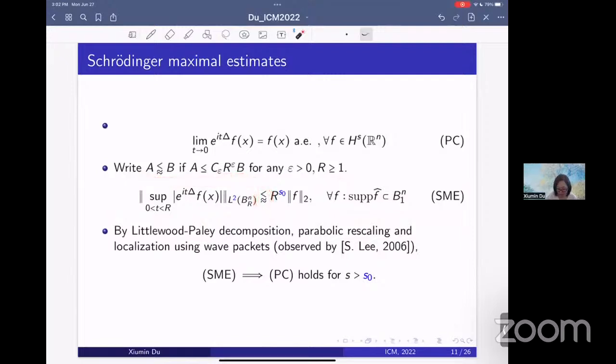So for a Schrödinger maximal estimate of this form, where on the left-hand side we have the L2 norm, and on the right-hand side the exponent is s0, this Schrödinger maximal estimate implies pointwise convergence for s greater than s0.